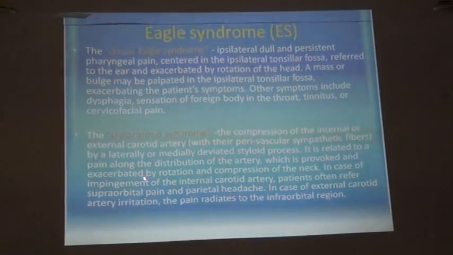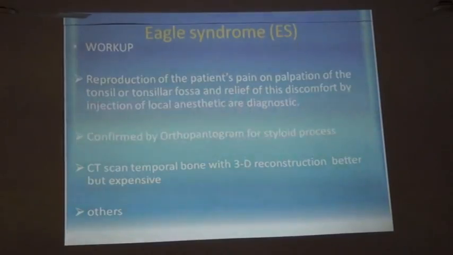It is related to pain along the distribution of the artery, which is provoked and exacerbated by rotation and compression of the neck. In cases of impingement of the internal carotid artery, the patient often refers to supraorbital pain and parietal headaches. In cases of external carotid artery irritation, the pain radiates to the infraorbital region. So, supraorbital pain and infraorbital pain differentiate between internal and external carotid artery involvement.